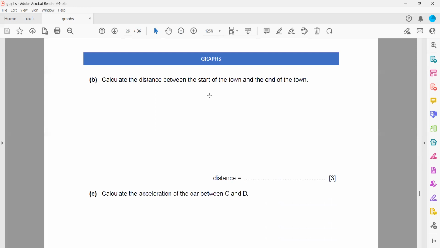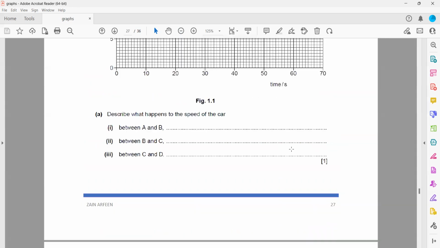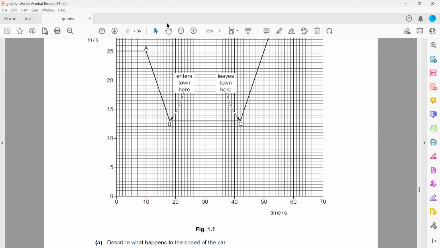The next part: calculate the distance between the start of the town and the end of the town. So, distance traveled between the start and end of the town. You have to find the area under the graph. This is the point where the town started, and this is the point where the town ends. 10 boxes equals 10, so each is 1. This one is 18, this one is 42. From 18 to 42, that equals 24, because 42 minus 18 equals 24.